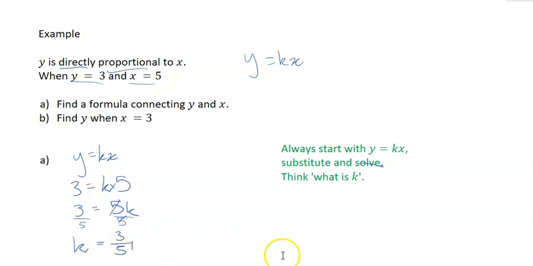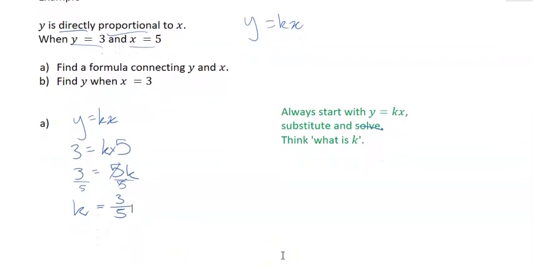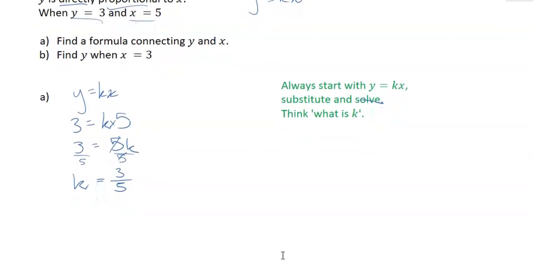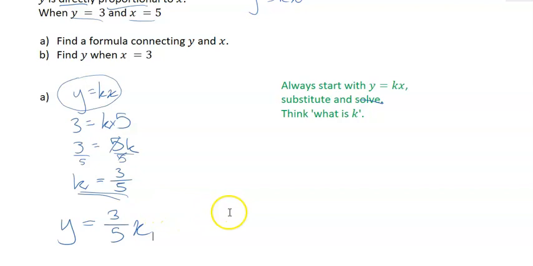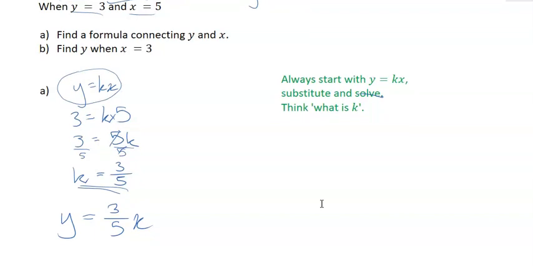I haven't found the formula yet. I've simply just substituted. So now to actually find the formula, remember it's got to be in the y equals kx format. I would have y equals, now that I've found k, I put that in, 3/5x. Okay, that would be your answer to A. That would be the formula. So essentially you're to find k and then pop it into the formula and present your answer as such.